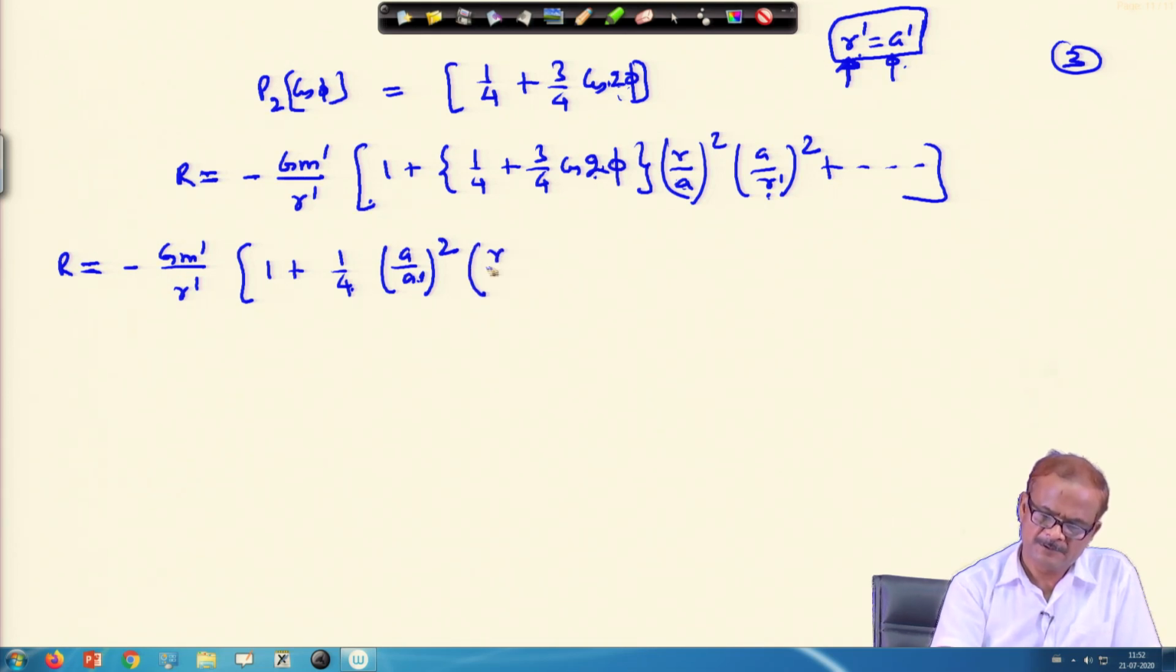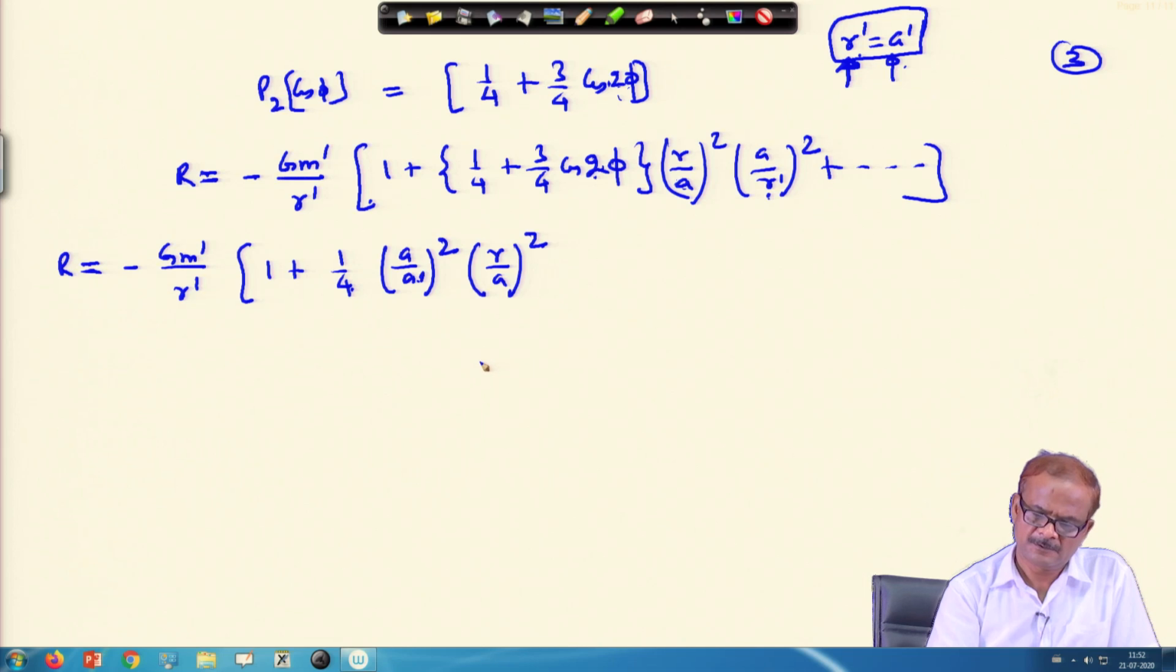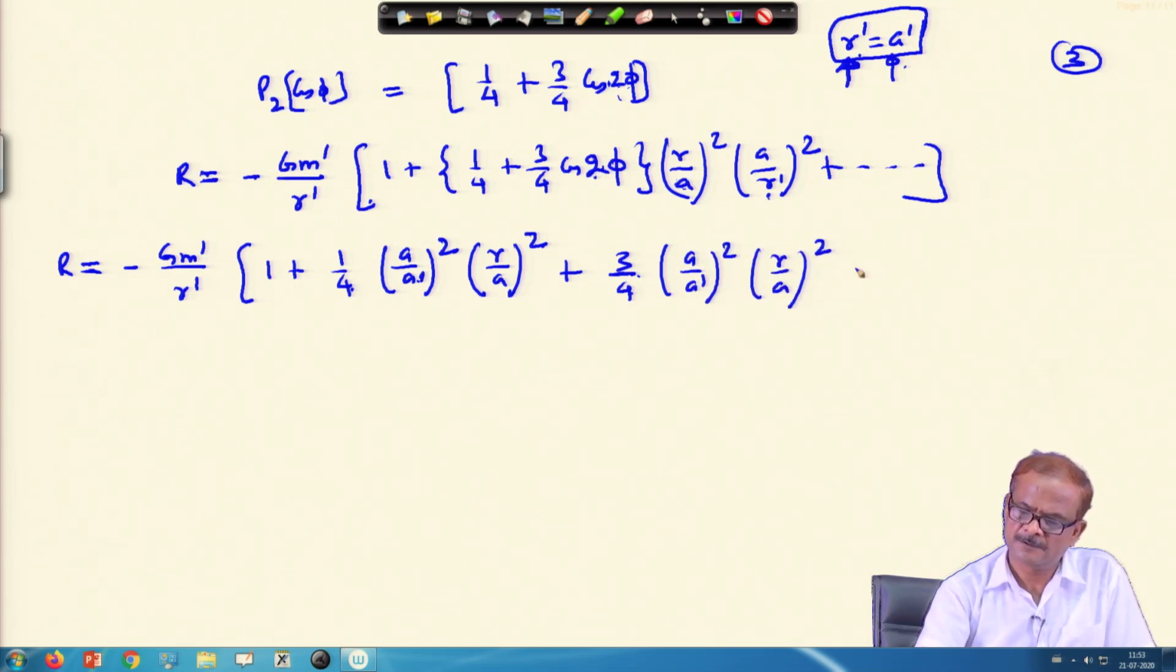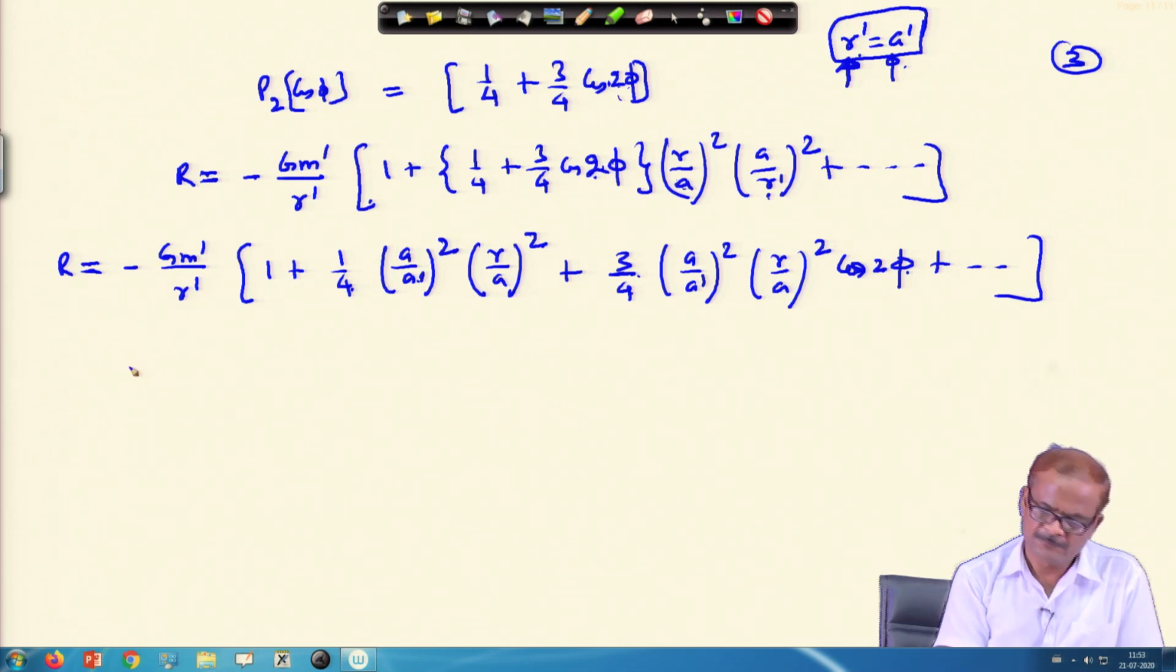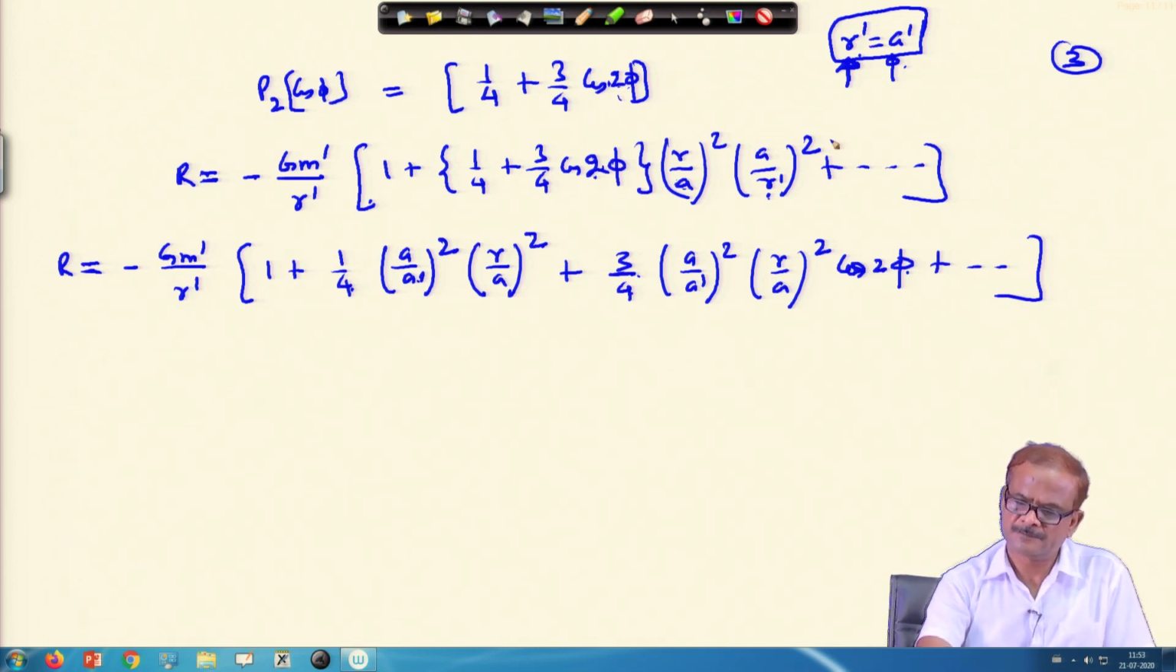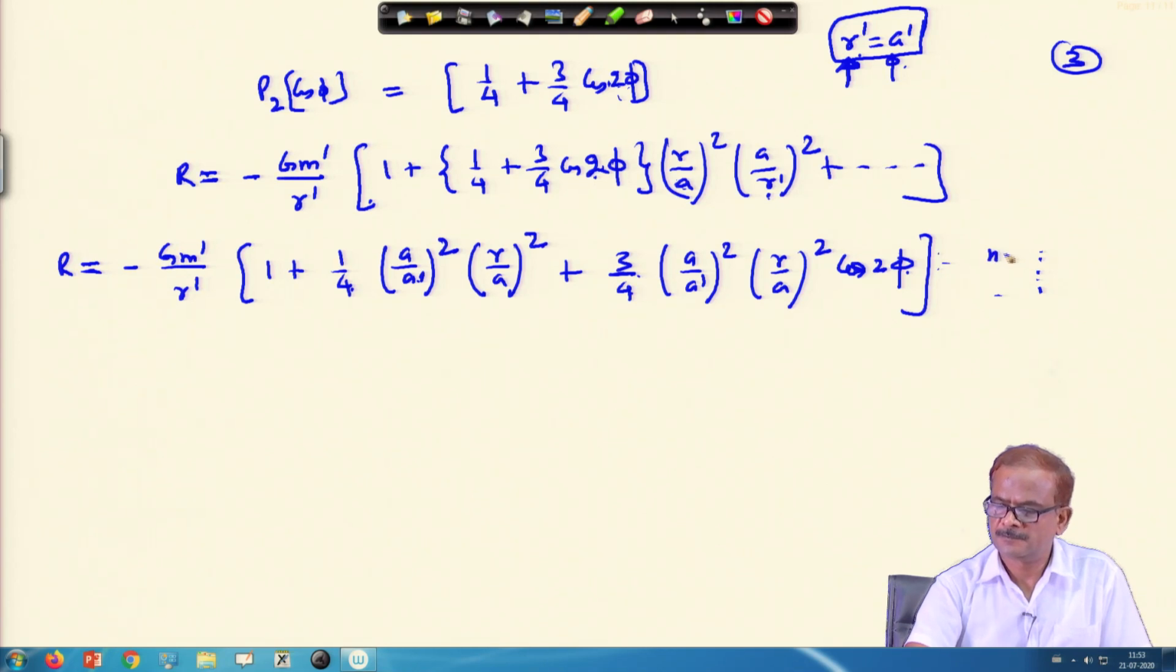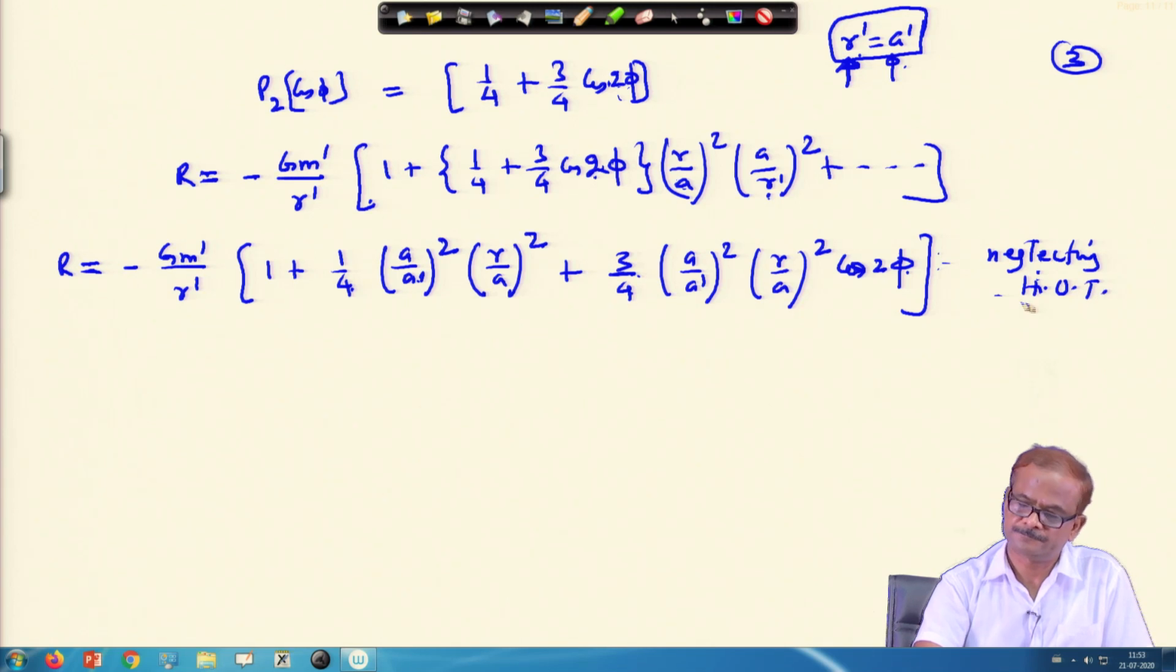And then the other part remains r by a square. These are the minor manipulations which are done: 3 by 4, a by a prime square, r by a square times cos 2 phi. So we neglect the higher order terms, we terminate the higher order terms and simply write it, neglecting higher order terms.